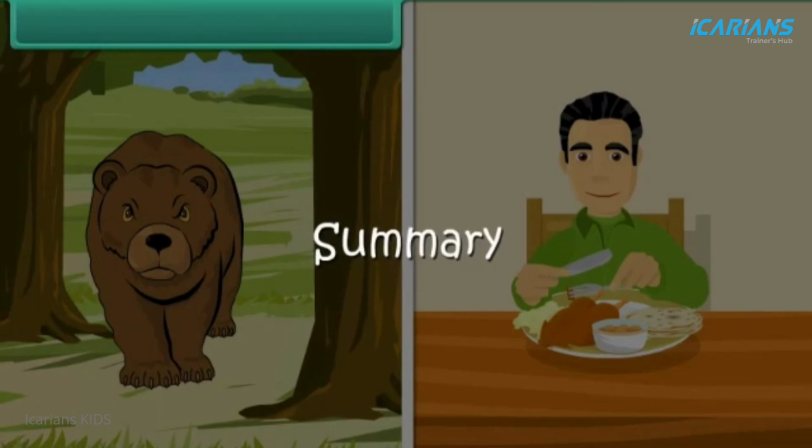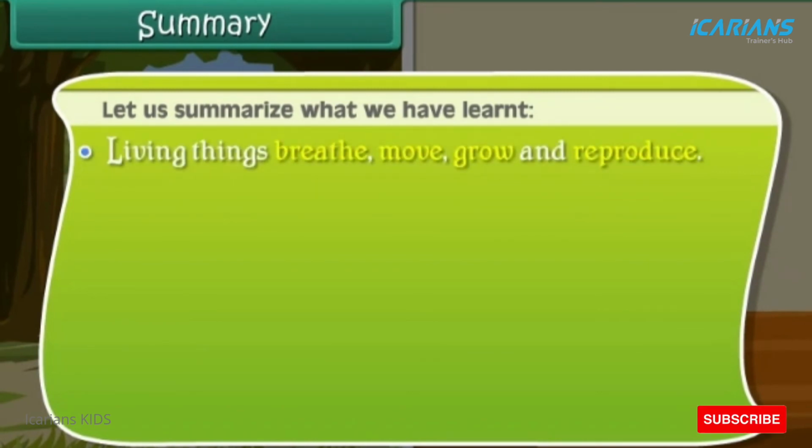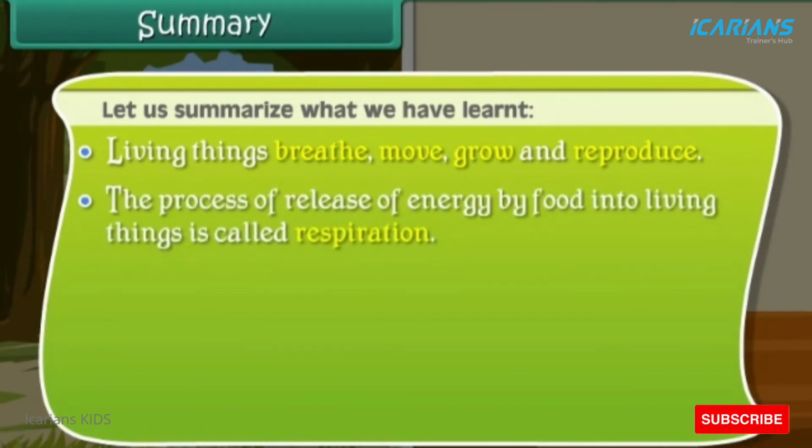Summary. Let us summarize what we have learned. Living things breathe, move, grow, and reproduce. The process of release of energy by food into living things is called respiration.